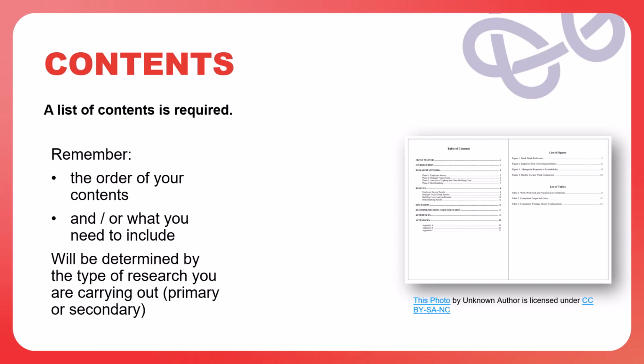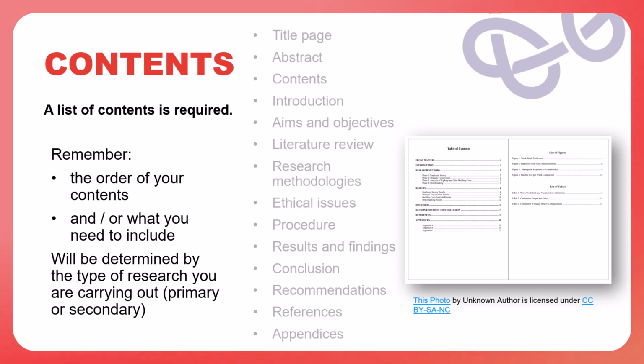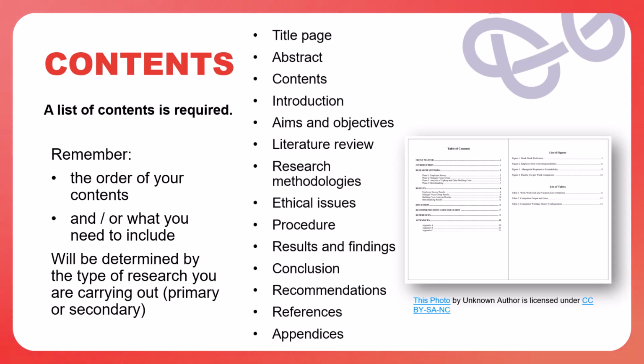It's important to be aware that the kind of research you are doing, primary or secondary, will influence the order of your sections and therefore the order of your contents list. It will also influence what you need to include and what you need to say within it. However, this is an example contents list.